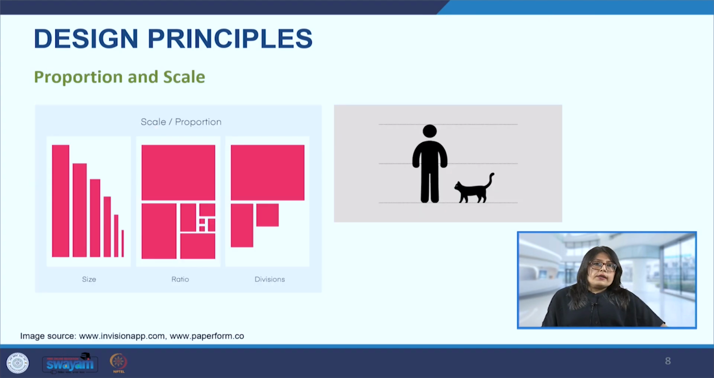So the next principle is the principle of proportion and scale. Proportion and scale are how the proportions of an element are. So for example, there is a cat and a dog. The proportion and scale will be in terms of when we are depicting them, for example, on a paper, what will be the proportion of, say, the head and the body of the cat and the dog, and the scale between the dog and the cat, because the cat will usually be smaller than the dog. So this is about the scale and proportion.